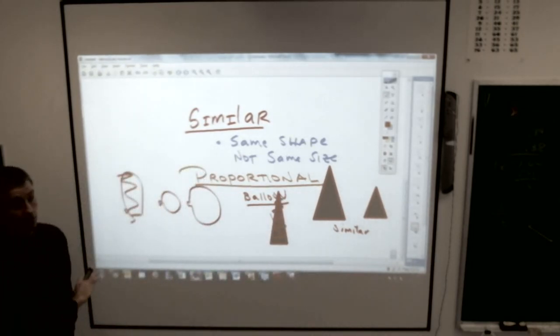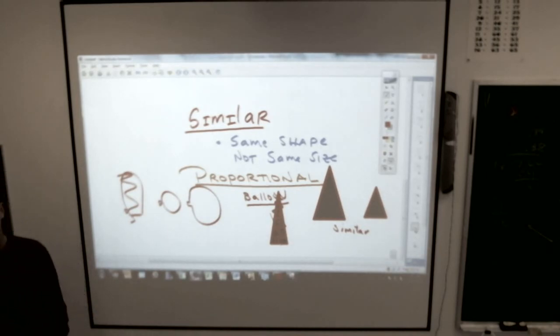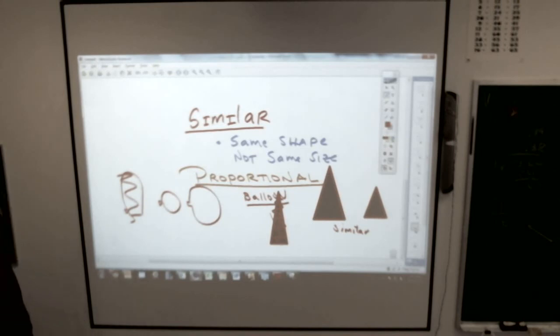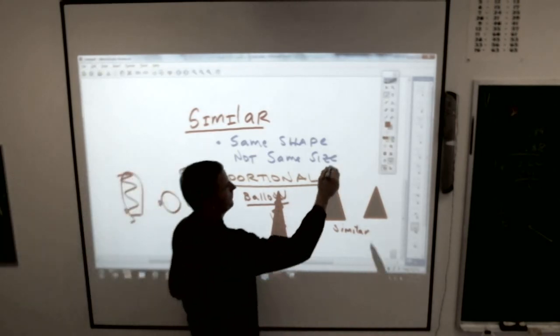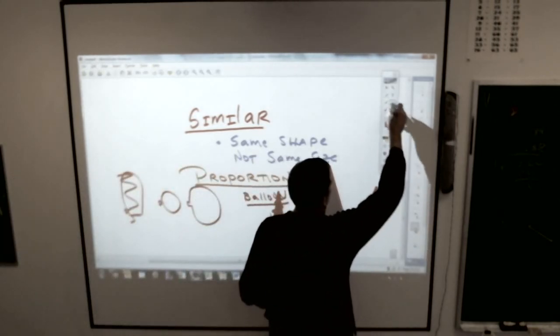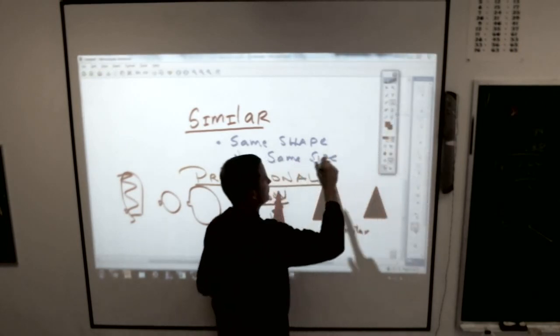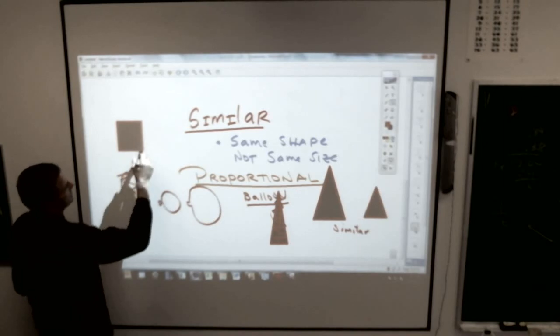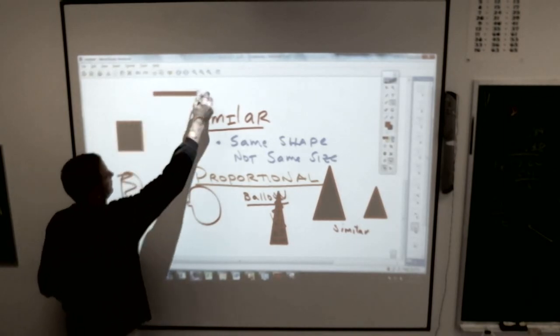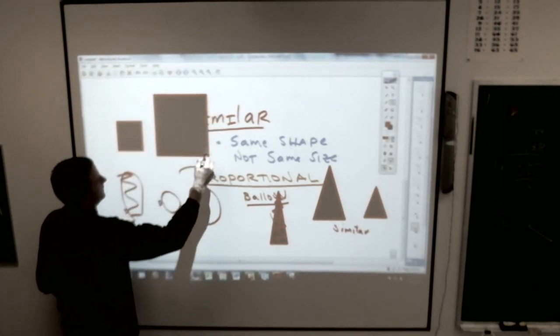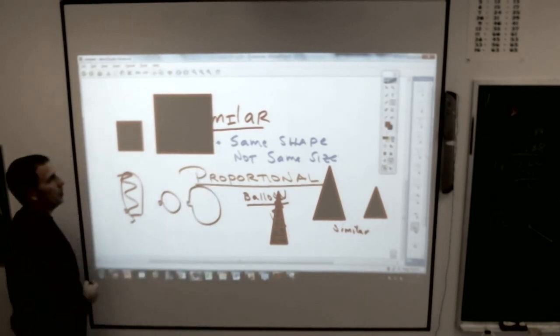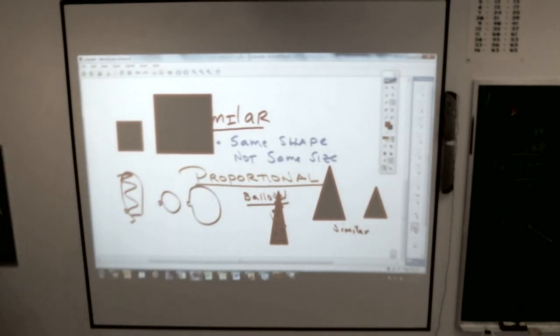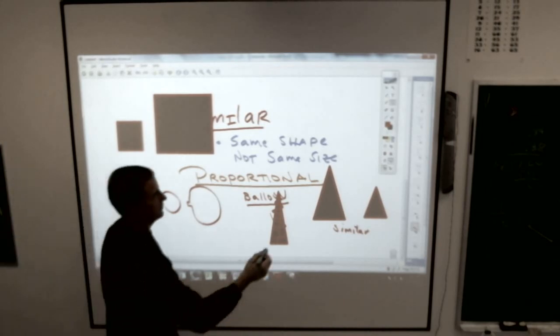Now there's some shapes that are always similar. Anybody know a shape that's always similar? No matter what size you draw it, it's always going to be similar. Lilia? Square. A square will always be proportional because just by what squares look like, no matter how big you make a square, because a square has 4 equal sides, it's always going to be similar.